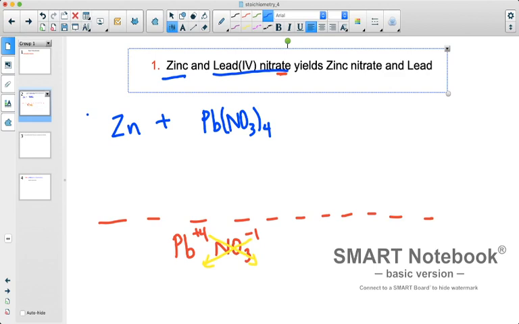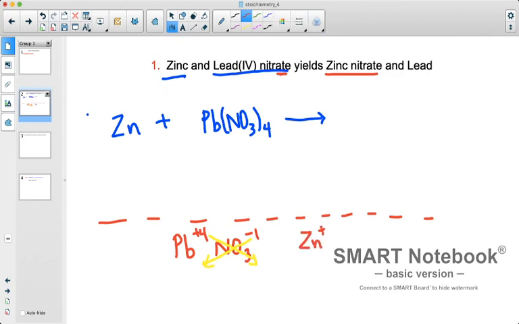Now, the next word we see is yields. Yields just means that I'm going to now have my arrow, like in a normal equation. And now I'm stuck with zinc nitrate and lead. Now, zinc nitrate, I see a metal and a polyatomic ion. So I'm going to treat this once again just like an ionic compound. I'm going to check my reference table. Zinc has only one oxidation state. It's +2. And then we have nitrate again, which is still on table E.